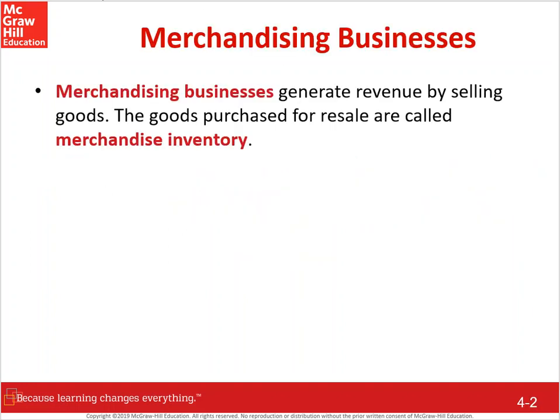So merchandising businesses, like I already said, generate their revenue by selling goods. And those goods that we purchase for resale are what we call merchandise inventory. That's the long technical title, merchandise inventory. I tend to just say inventory. I get a lot of students when they're writing it, they just write merch inv or MI. That's fine. I know what all of that means. I'll probably most often just say inventory.